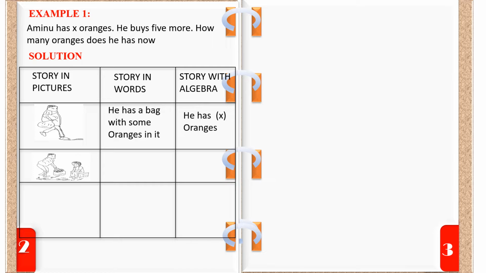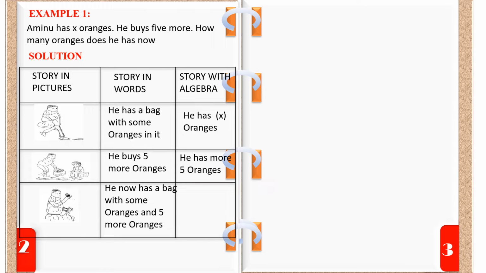Picture 2 shows that this man is buying more oranges. So we can say he buys 5 more oranges, and he now has 5 more oranges in his bag. The top picture shows that he has added the oranges bought to the existing ones in his bag. So we can say he now has a bag with some oranges and 5 more oranges.